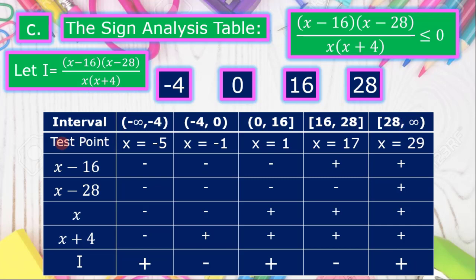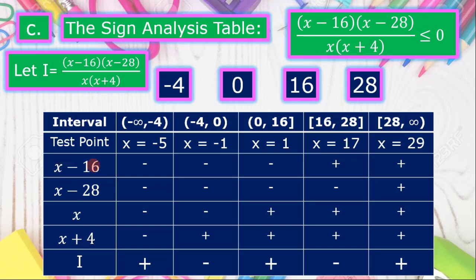Then we have to assign test points. In this case, x equals -5, meaning we have to assign numbers between this interval. So, -5 is within this interval, so we can take -5. Between open interval -4 to 0, we have x equals -1. Between 0 to 16, we can pick x equals 1. Between 16 to 28 inclusive, we have x equals 17. And between 28 to positive infinity, we can choose 30 or 29.